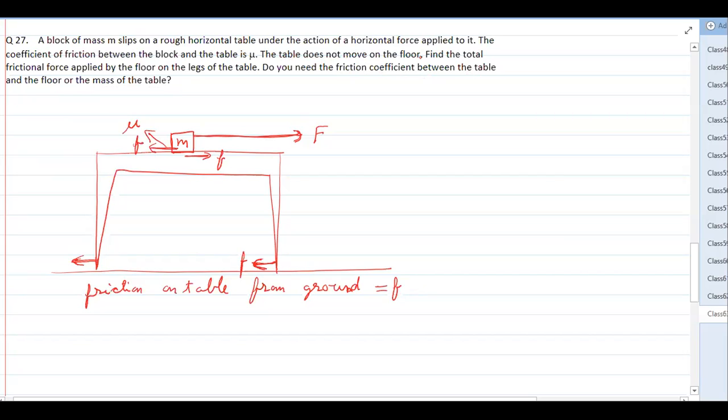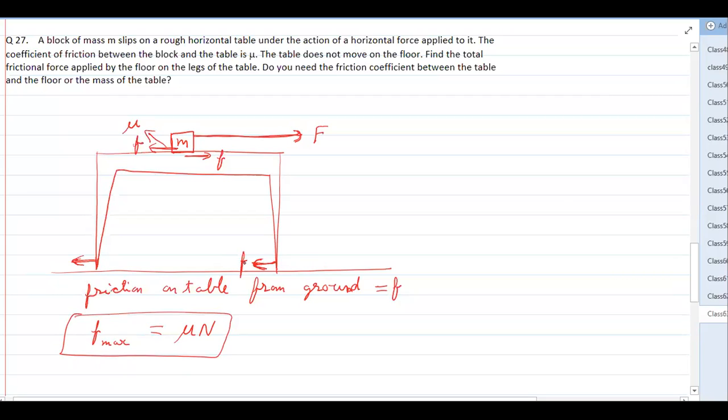So if the table does not move, we need not write the maximum friction. See the friction which we write, the F max, this is mu times normal. But in this case, since the table is stationary on the ground, the maximum friction is not acting. So friction is anything less than this maximum value, and that friction here is equal to the friction above, because the forward direction friction on the table will be balanced by the backward direction friction.